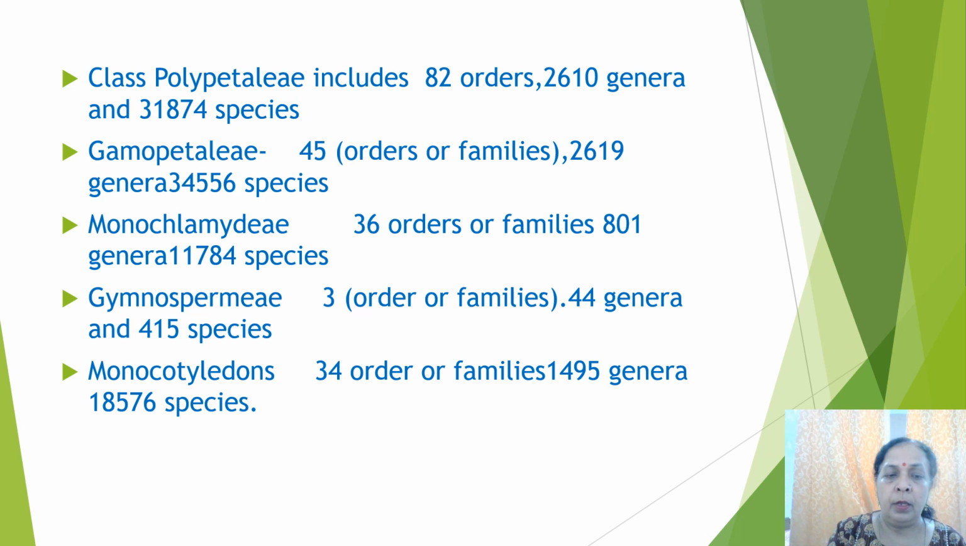The Gymnospermae group or division includes 3 orders or families, 44 genera, 415 species. The Monocotyledons division includes 34 orders or families, 1,495 genera, and 18,576 species.